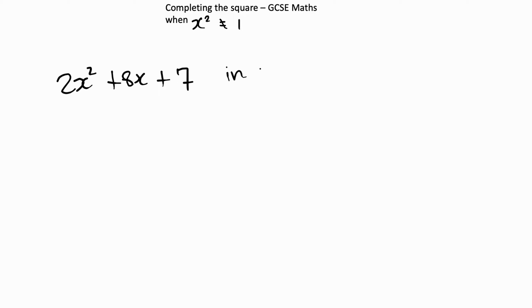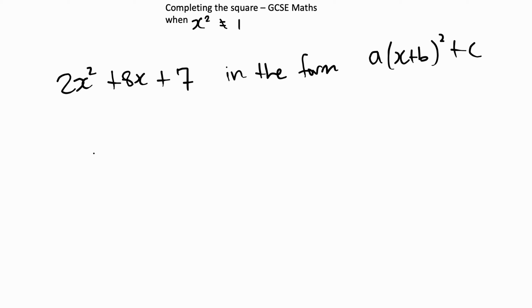And remember, the reason we use the complete the square method is to write things in the form of a(x plus b) squared plus c. And usually, it's not going to be a plus, it's going to be a minus. 2x squared plus 8x plus 7. Now we have a 2 in the coefficient instead of a 1.